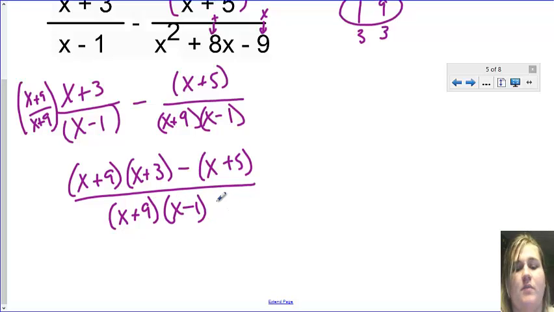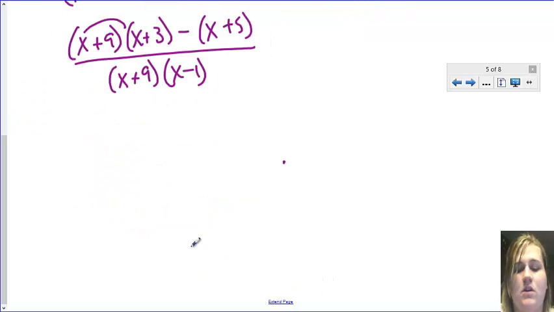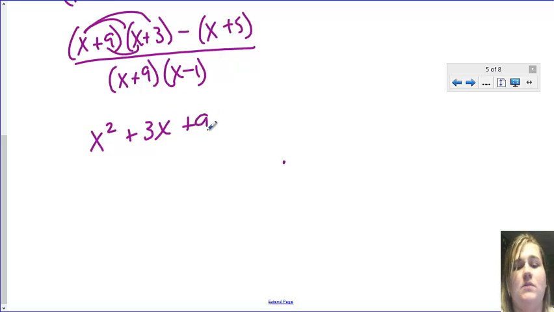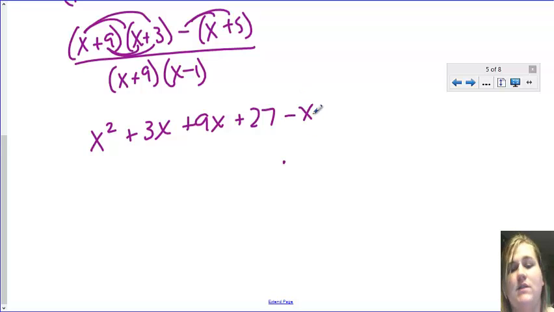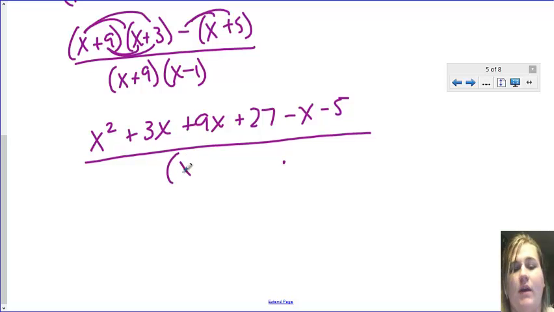It wants me to simplify, so on top, I'm going to FOIL. First times first, I'm going to get x squared. Outside times outside gets me positive 3x. Inside times inside gives me 9x. Last times last gets me a positive 27. And then I'm going to go ahead and distribute this negative. So I have minus x minus 5 all over my common denominator of x plus 9 times x minus 1.